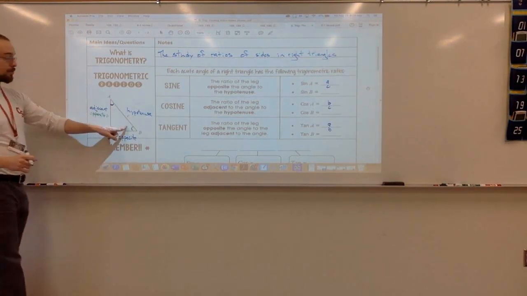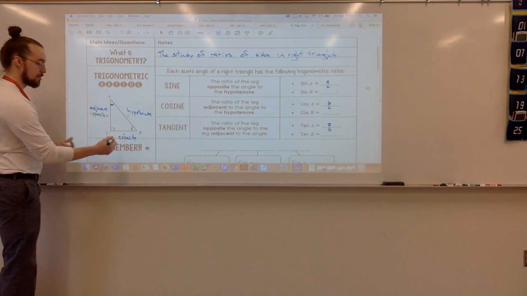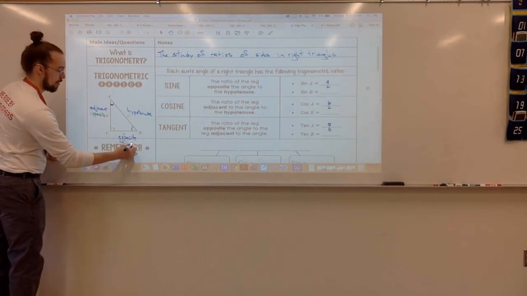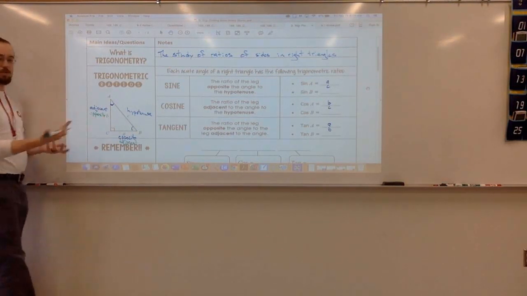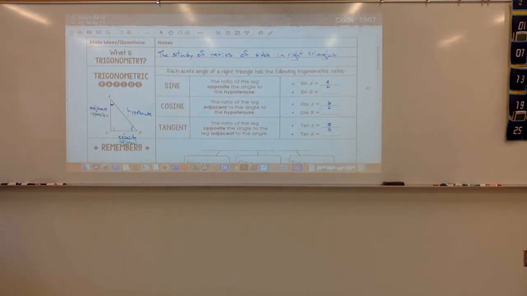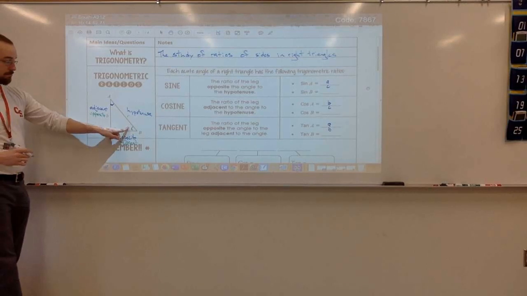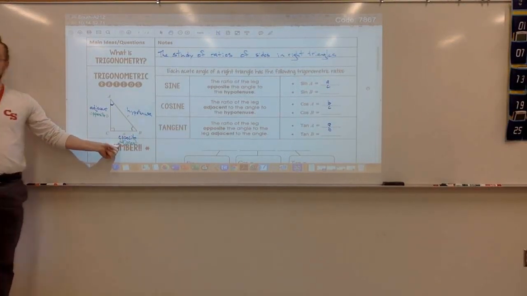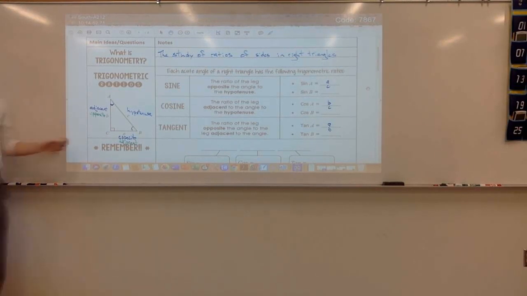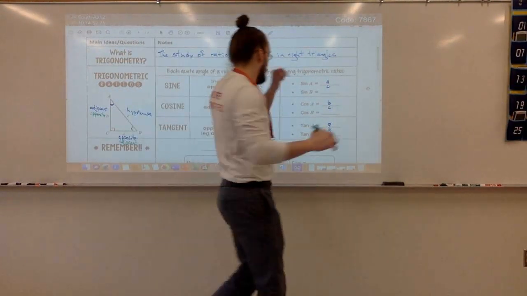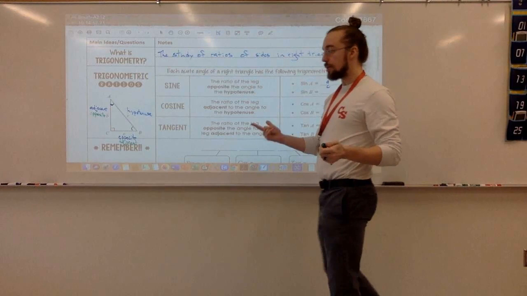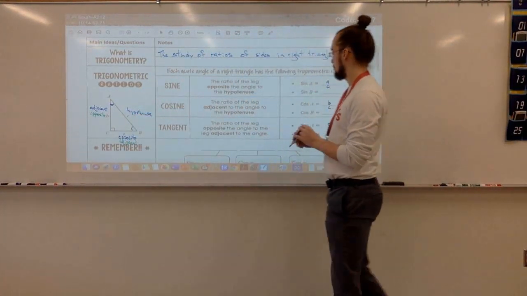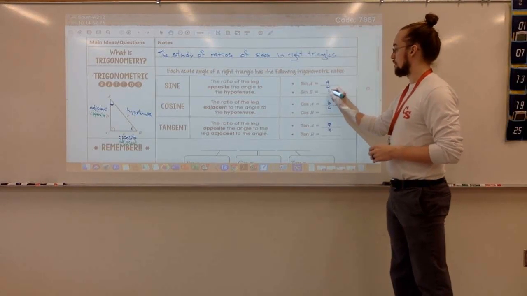And then with respect to B, this is now the adjacent side. The hypotenuse doesn't change. The hypotenuse stays the same. But with respect to this angle, this is the opposite side, and this is the adjacent side. So the sine of angle B, if I'm looking at opposite over hypotenuse, is actually B over C.